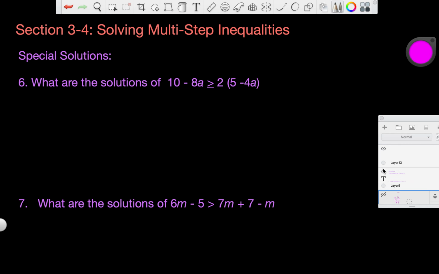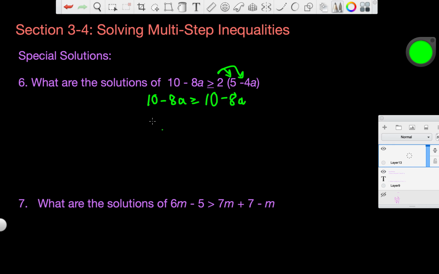And then last up, we have a couple of inequalities that may have special solutions. So these are different and it's important to listen up. So we solve like regular. Right off the bat I see parentheses, so I know I want to distribute. So I'm going to leave my left-hand side the same. I have 10 minus 8a is greater than or equal to 2 times 5 is 10 minus 2 times 4a, which is 8a.